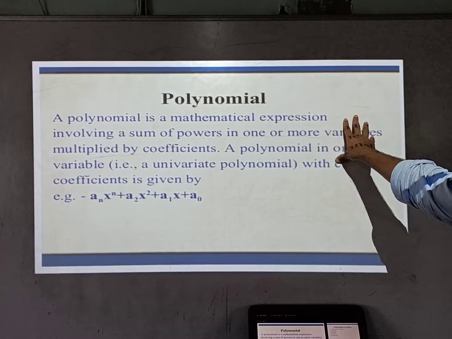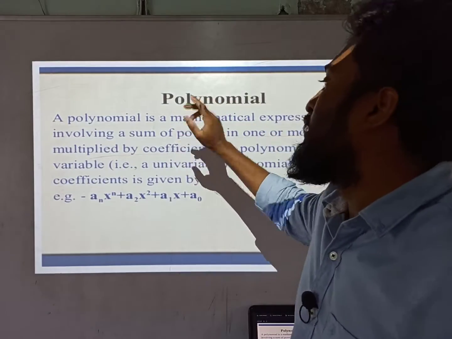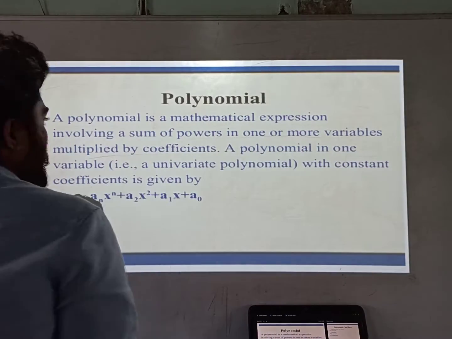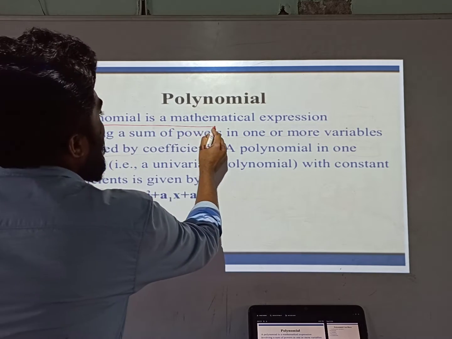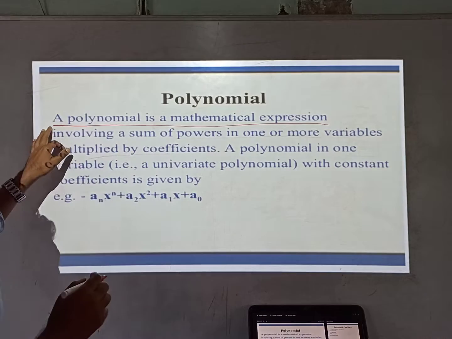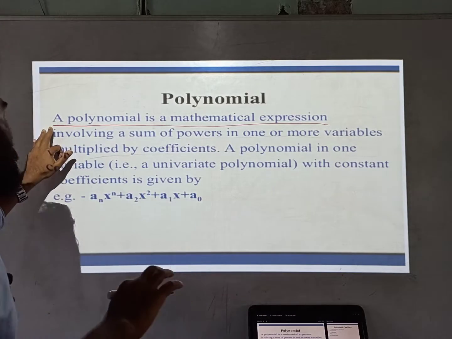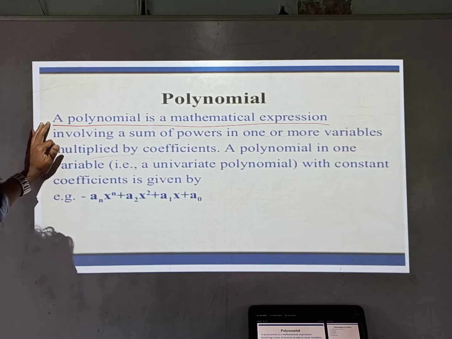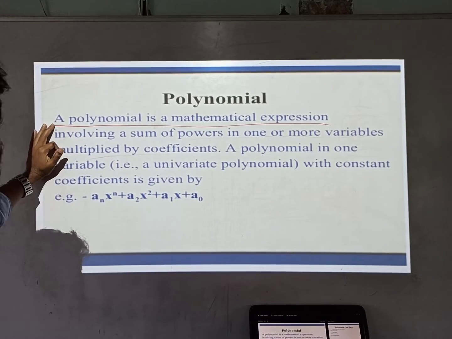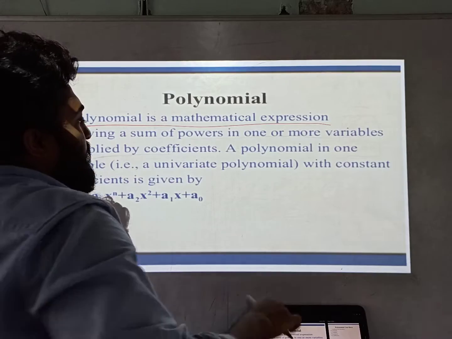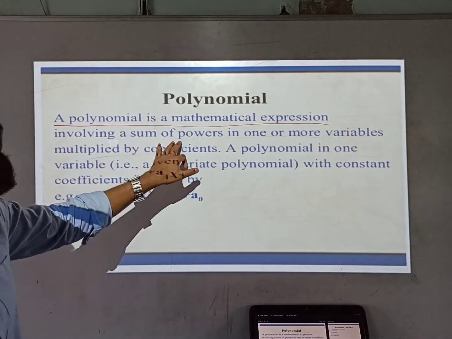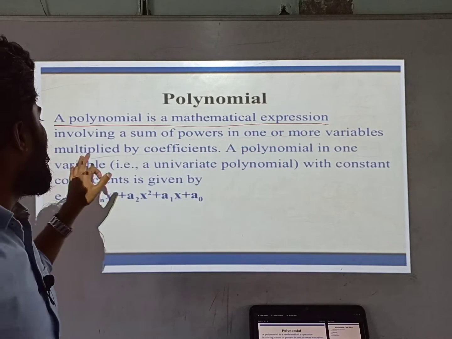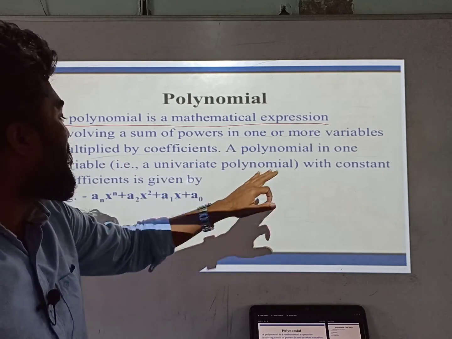After that, what is the definition of polynomial? So first of all, you understand what is the definition of polynomial. Polynomial means a mathematical expression. So what do we understand by polynomial? It is a mathematical expression. So let us take and see. It involves a sum of powers in one or more variables multiplied by coefficients.